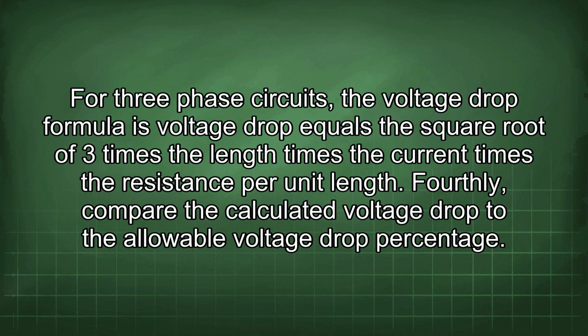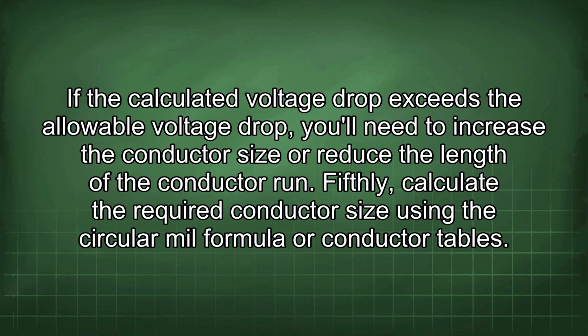Fourthly, compare the calculated voltage drop to the allowable voltage drop percentage. If the calculated voltage drop exceeds the allowable voltage drop, you'll need to increase the conductor size or reduce the length of the conductor run.